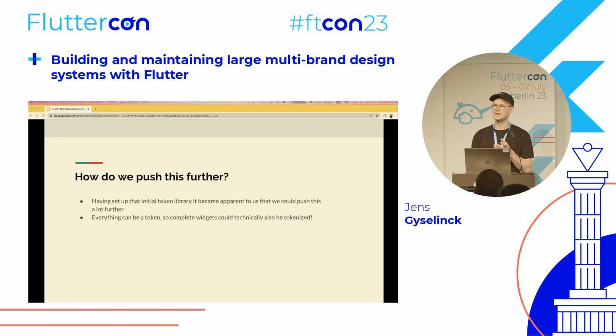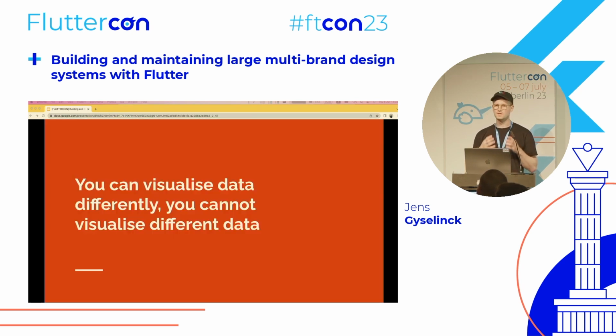We started thinking that if you can tokenize colors, and you can tokenize textiles, then you can tokenize widgets as well. You could tokenize screens. You could even tokenize entire functionalities within your app. However, there's one really important thing to keep in mind if you start to do this kind of thing, and it's this: you can visualize data differently, but you cannot visualize different data. You need to keep that in mind, and you need to make that a rule if you're tokenizing widgets.